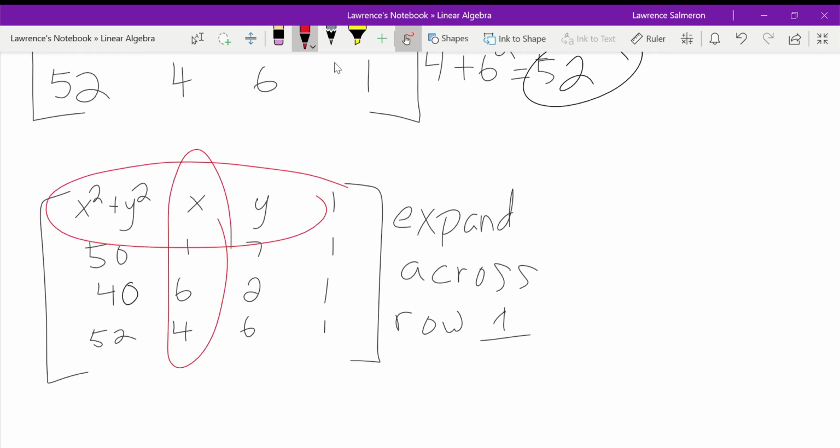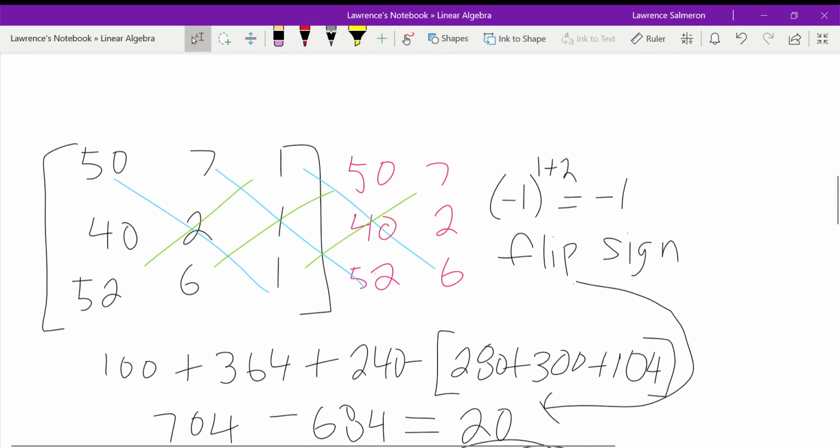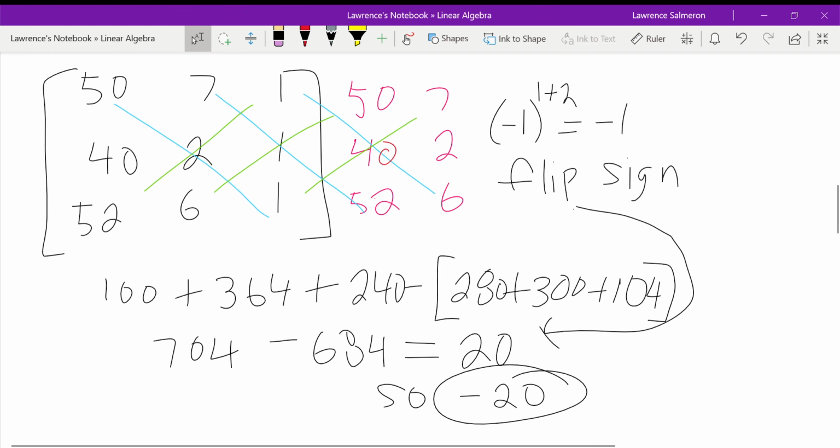That's going to leave me with the minor matrix of 50, 7, 1, 42, 1, 52, 6, and 4. I'm going to do this for all of them when I get my minor matrices, but that's just how I shift over to get the next one. So my next one, there it is. There's my minor matrix. I do want to make a note that this is going to be negative 1 raised to the 1 plus 2 power, which is negative 1. So once I find this determinant, I have to flip the sign, and I have done that.